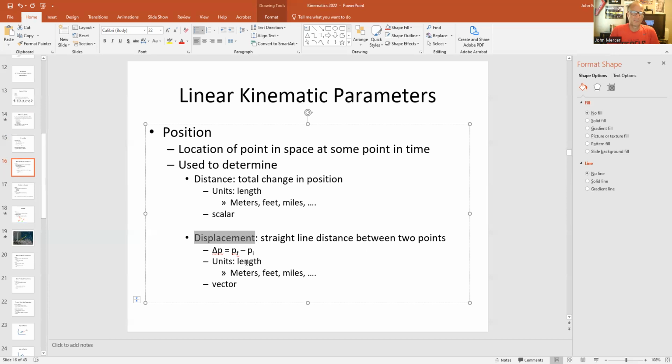The units are still units of length. In fact, the same units as distance: meters, feet, miles, yards, inches, centimeters, what have you. But displacement is a vector, and a vector is any parameter that's represented by two things, magnitude and direction. All right, so with a vector, we have to describe not only how much of a change in position this object had, but in what direction that change in position occurred. So it becomes a little bit more specific.